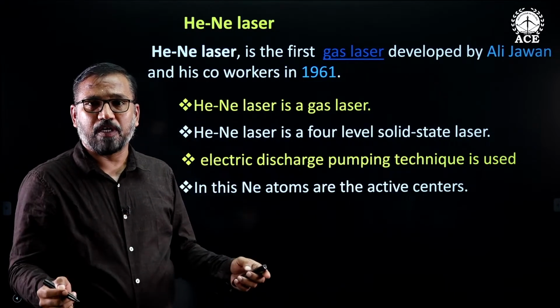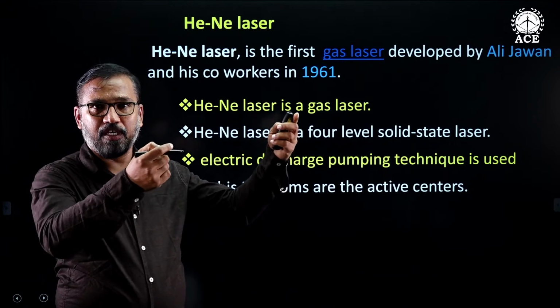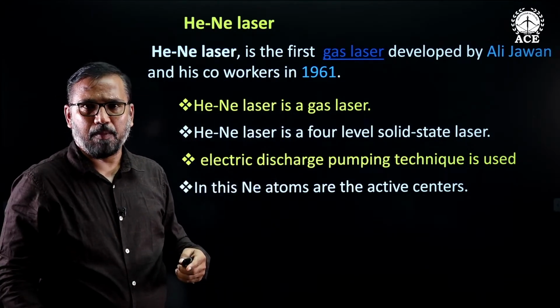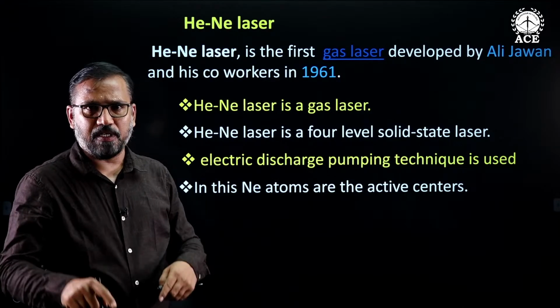From the ground state to the 2 pump states we have E4 and E5, and they won't stay there for more time. Now we have the upper laser level, the lower laser level, and after that the ground state.